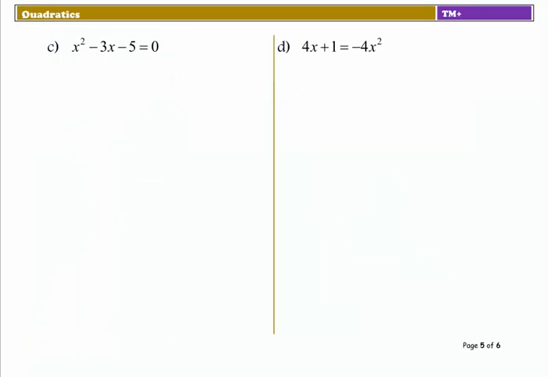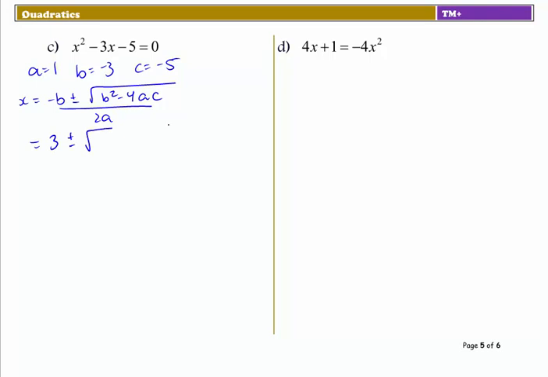Another one, x squared minus 3x minus 5 equals 0. Now a is 1, b is negative 3, c is negative 5. Okay, write the formula, x equals minus b plus or minus the square root of b squared minus 4ac all over 2a. Plug in. Negative 3 is 3, plus or minus square root of negative 3 all squared. Now be careful of that, negative 3 all squared. So put the negative 3 in brackets. Minus 4 times a times negative 5 all over 2 times 1.